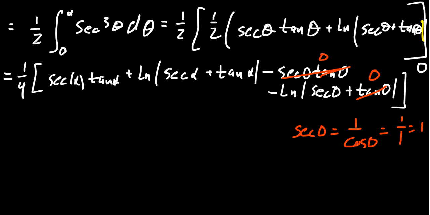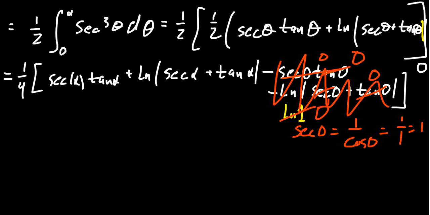Because if we had the natural log of 0, that would be a no-no. Natural log of 0 is not a real number. But secant of 0 is actually going to equal 1. This actually then gives us the natural log of 1, which is 0. So it does turn out that this whole right-hand side here is all going to go down to 0. Okay?